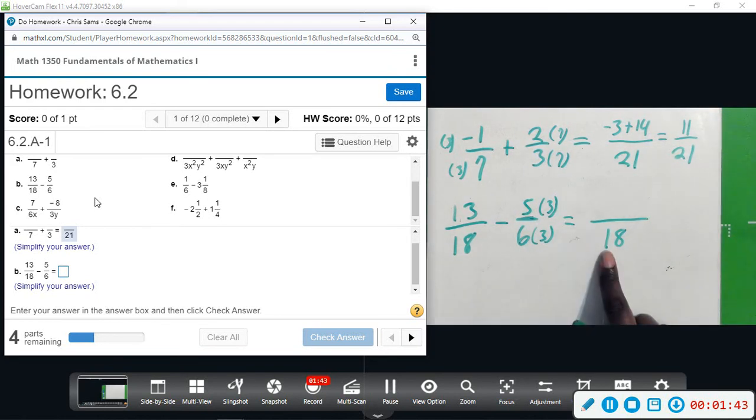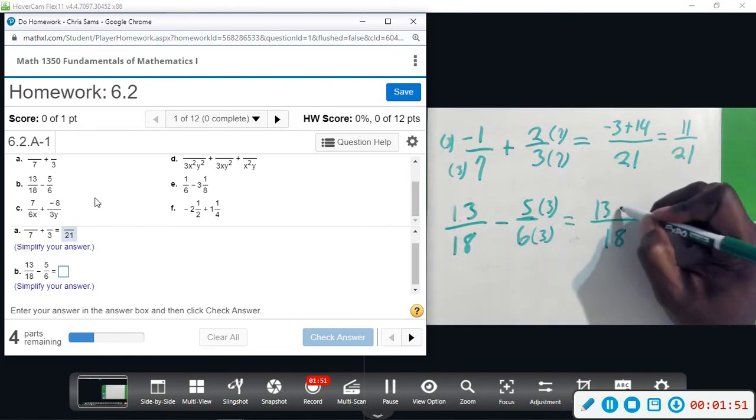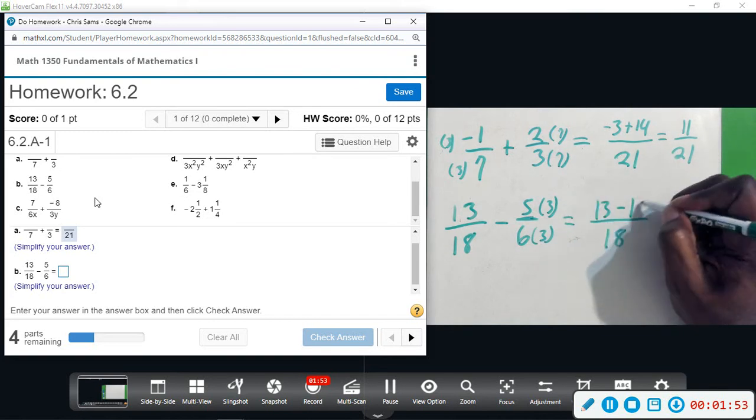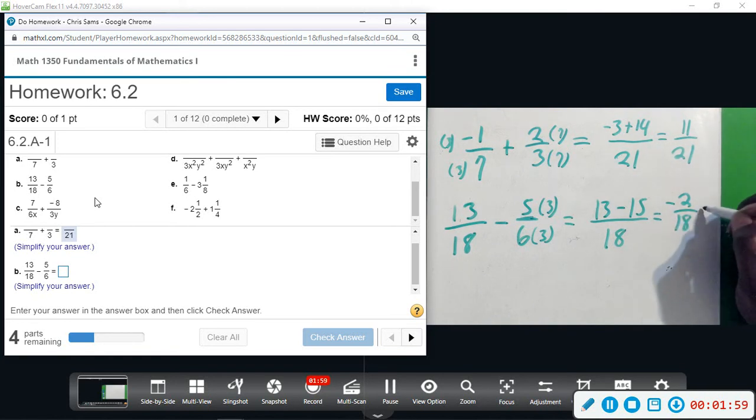I always write 1 so that we don't get confused and try to subtract the bottom. So you only subtract the top. So we would end up with 13 minus 5 times 3, which is 15. And that would give us negative 2 over 18. And that would reduce to negative 1 over 9.